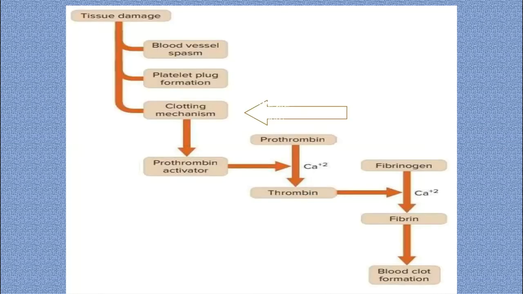So tissue damage will cause blood vessel spasm, then platelet plug formation, then the clotting factor mechanism, then prothrombin activator, then prothrombin to thrombin formation. Ultimately, fibrinogen is converted to fibrin and the blood clot forms.